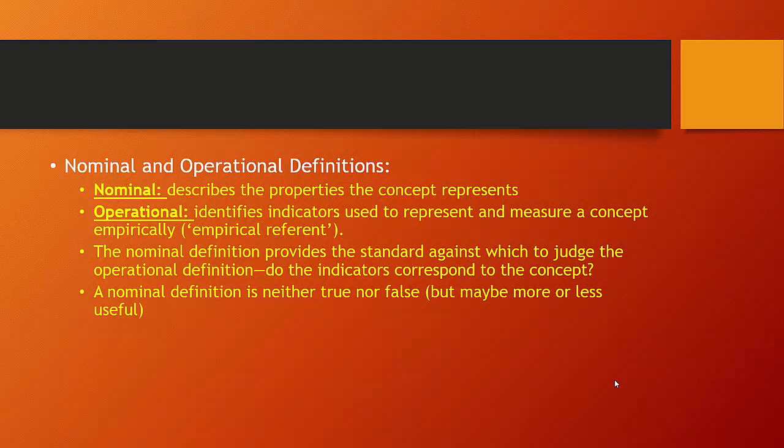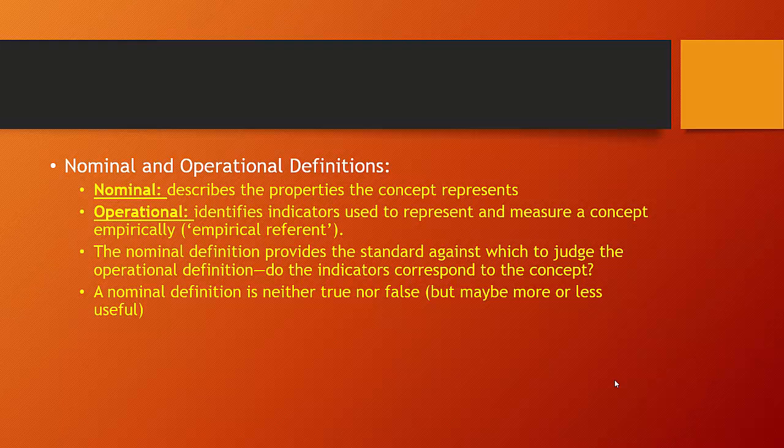For example, think of socioeconomic status. When we think of socioeconomic status, we're probably thinking of differences that we could observe in material well-being, affluence, status, etc. An operational definition identifies the specific indicators that will be used to represent the concept empirically. So again, with socioeconomic status, you can imagine that our operational definition might specify that we would want to observe income, education, and occupational status.